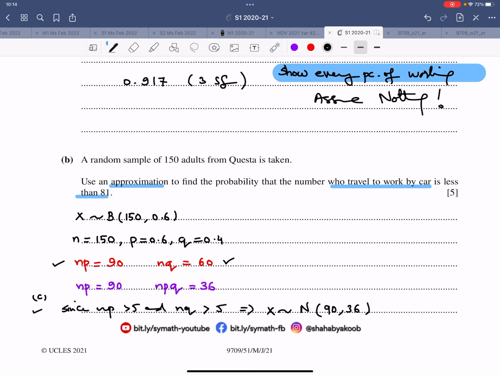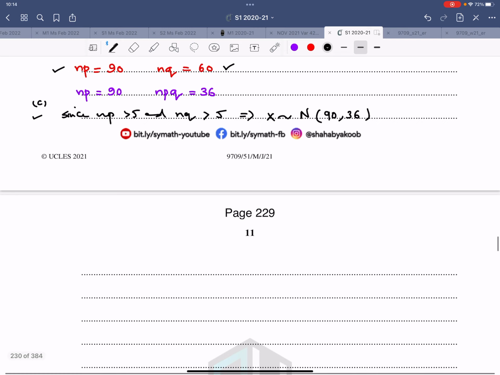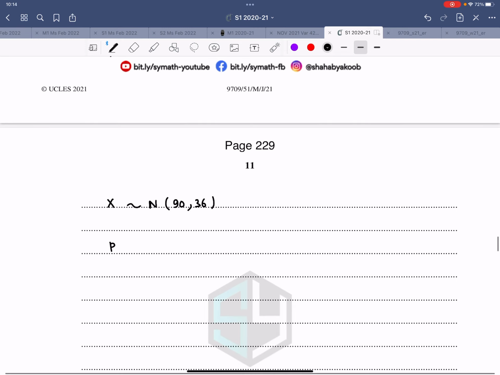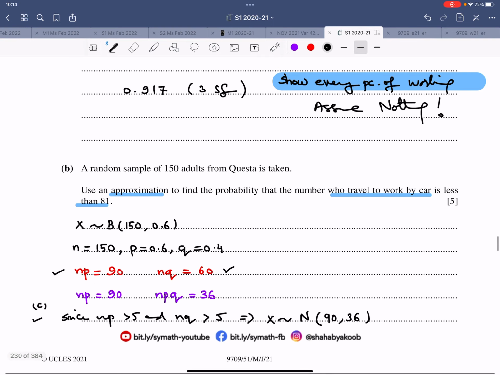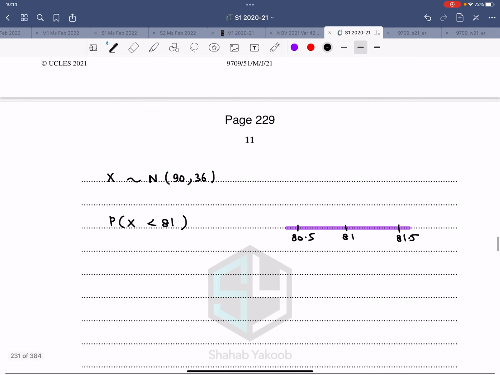And then it says less than this. X follows normal distribution 90, 36, and probability X is less than 81. Draw a quick number line. So this is a number line. This is 81. This is 81.5. This is 80.5. And let me double check. It's less than 81. So 81 is not included. So one number line is like this. Another number line is like this. Which one is the one relevant for us? It's 80.5. So therefore, after continuity correction, probability X less than 80.5.